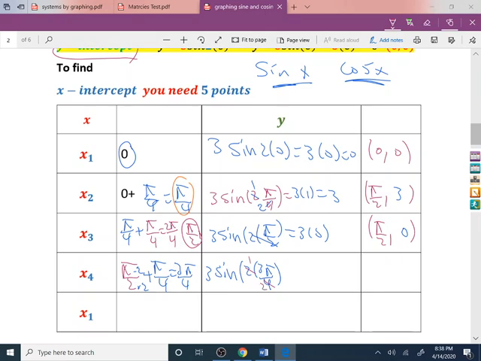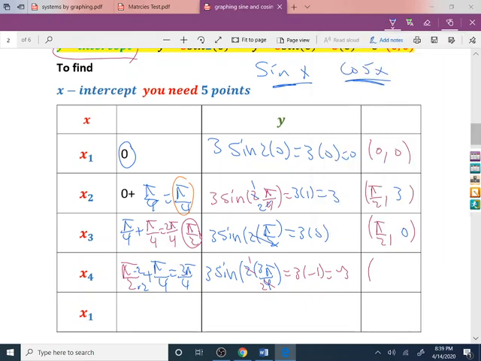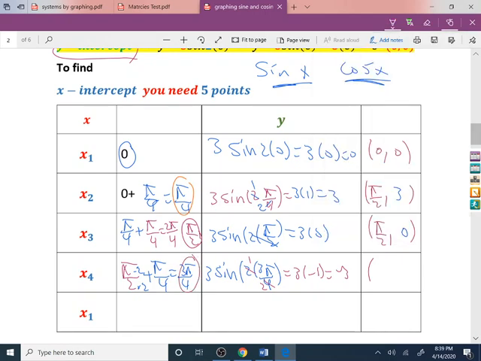I'm going to give you the table again. Negative 1. 3 times negative 1, negative 3. Then, here, we have pi, 3 pi over 4. This value, put it here. And this gives me how much? We said negative 3. Just let me fix this one. Negative 3.